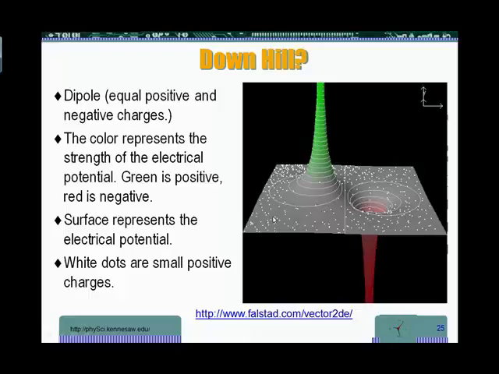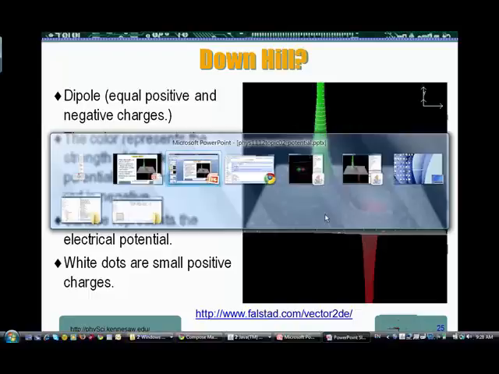The white dots that you see here are small positive charges. When we say small, what we mean is they are so small as not to affect the overall electrical potential that we see here. Remember, each charge is going to have its own electrical potential, and the overall electrical potential is the electrical potential due to all charges. However, if these main charges are so large compared to these, the effect of the tiny positive charges is going to be too small to notice. Okay, let's go to the simulation.